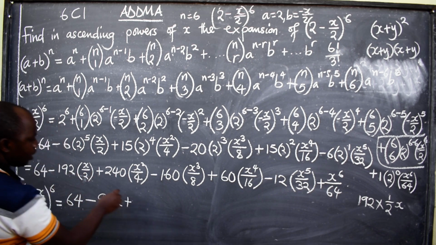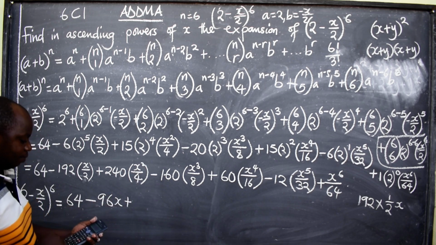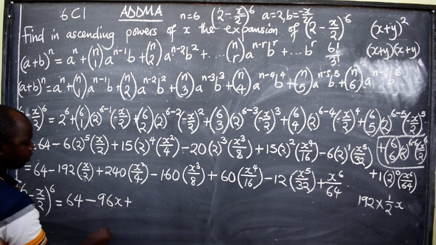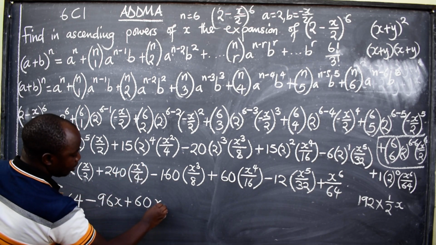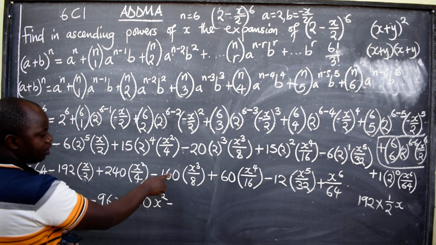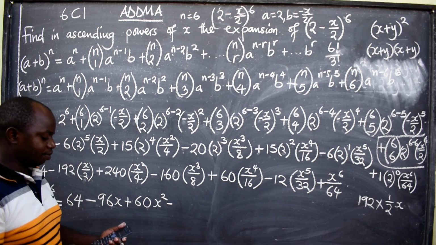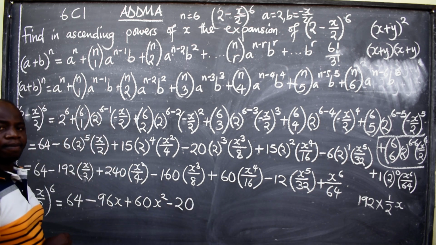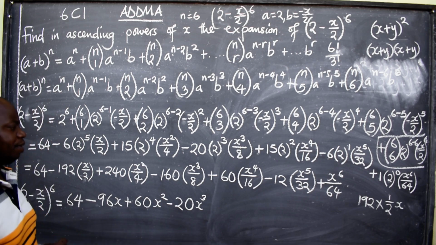Plus, this will be 240 divided by 4. So I say 240 divided by 4. This will give me 60. Remember there is x squared. Minus. Here it will be 160 divided by 8. 160 divided by 8, I'm going to get 20. So this will give me 20. Remember there is x to the power 3.